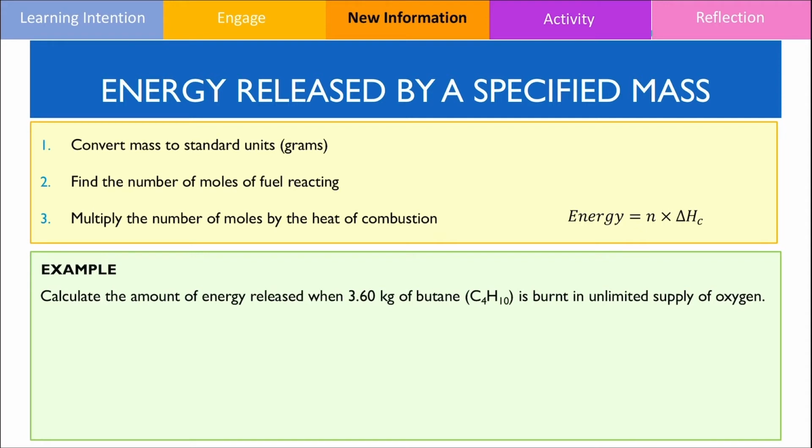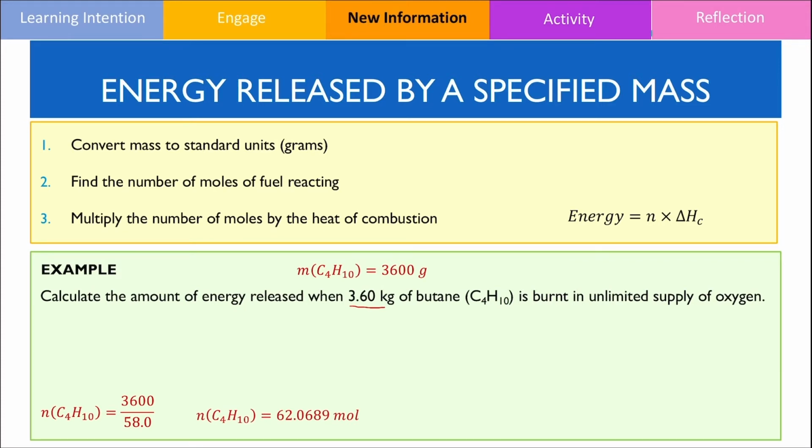In this example, you've got 3.6 kilograms of butane. To start off, we need to make sure that mass is in standard units, so I'll convert 3.6 kilograms into grams by multiplying it by 1000. Then I'll need to find the number of moles of butane by dividing its mass by its molar mass. This will give us an answer of 62.0689 moles.